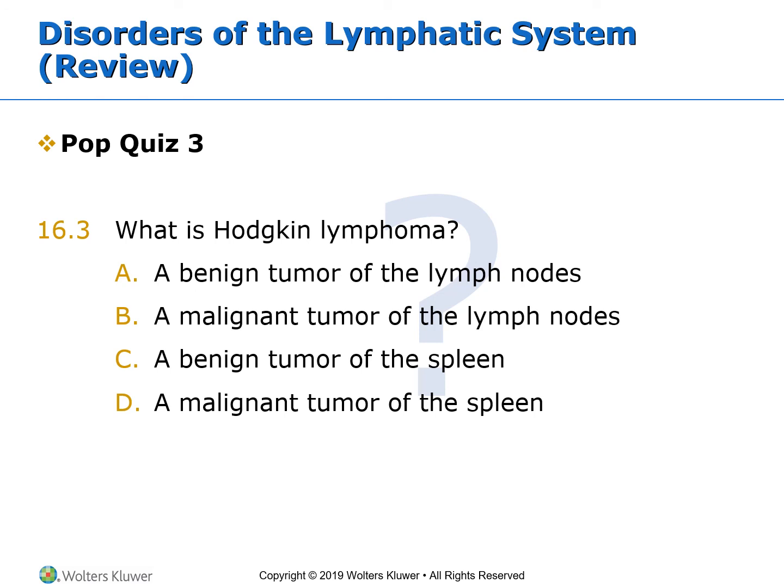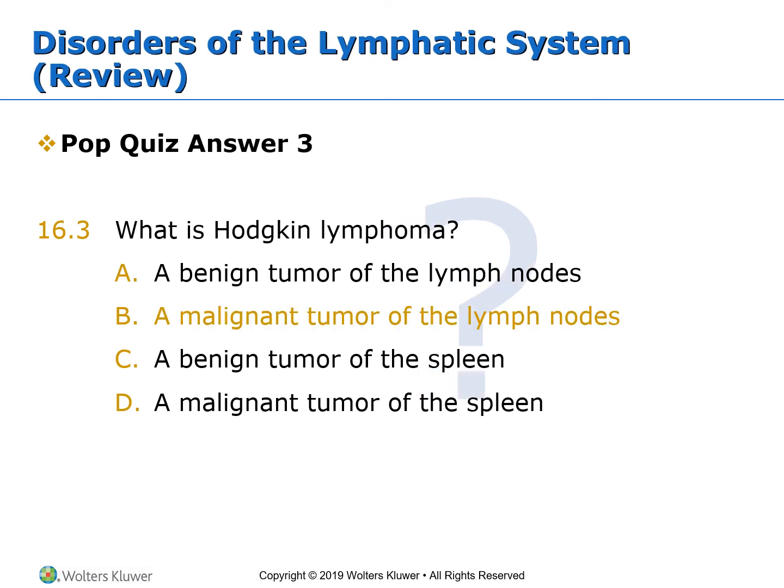Question number 3. What is Hodgkin lymphoma? A, a benign tumor of the lymph nodes. B, a malignant tumor of the lymph nodes. C, a benign tumor of the spleen. Or D, a malignant tumor of the spleen. Hodgkin lymphoma is a malignant tumor of the lymph nodes.